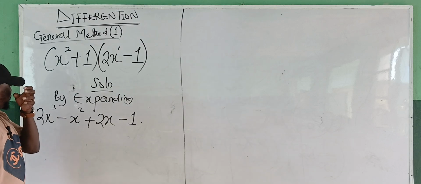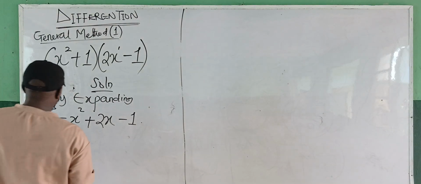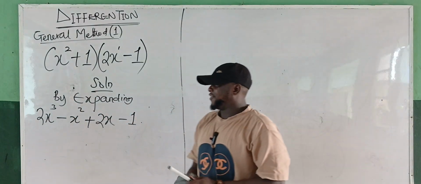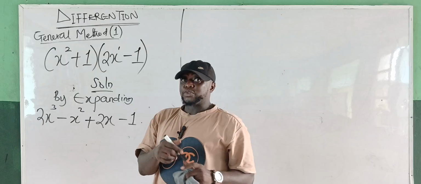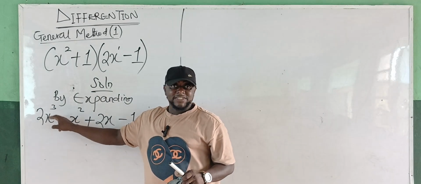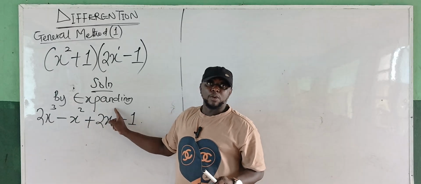Now, what's the next thing we are going to do going further? The next thing is that from this point, we are going to differentiate. I also told you that this power 3 is for this x, this power 2 is for this x, and this one is also having its own power. So what do you do now?